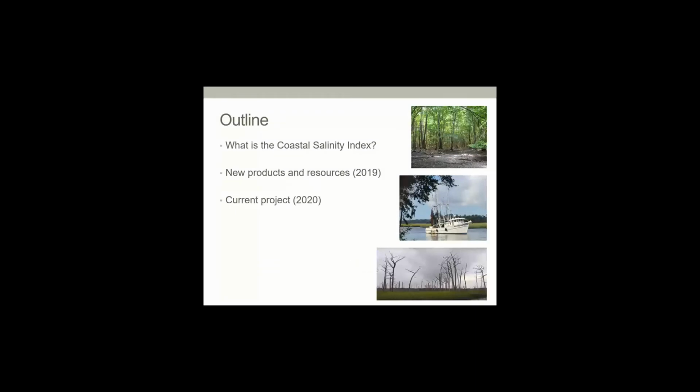A quick overview of what I'll cover during today's presentation is what is the Coastal Salinity Index? I'll describe new products and resources that were published in 2019, and I'll briefly discuss our current project, which is in this year, 2020.